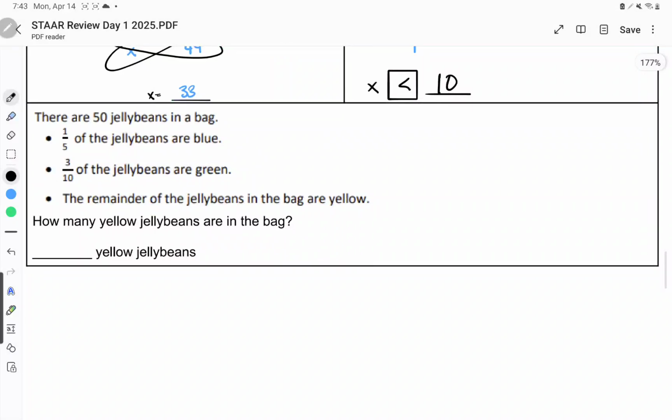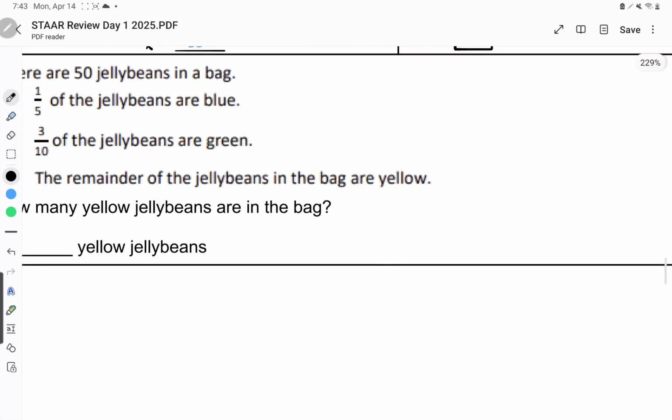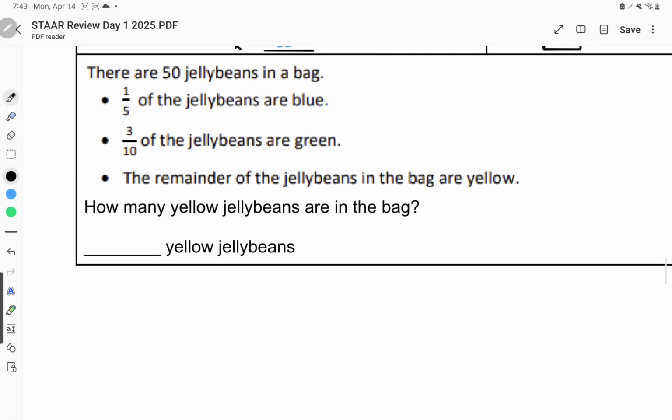This one says there are 50 jelly beans in a bag. 1/5 of the jelly beans are blue. 3/10 are green. The remainder are yellow. How many yellow jelly beans are in the bag? So here are my strategies.